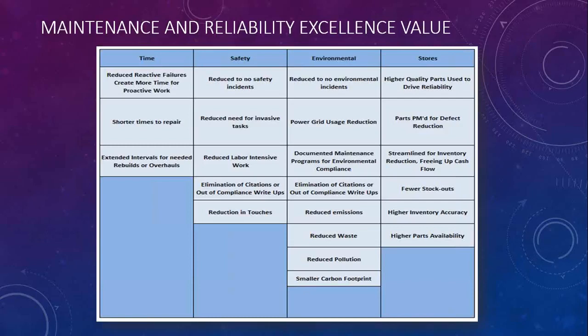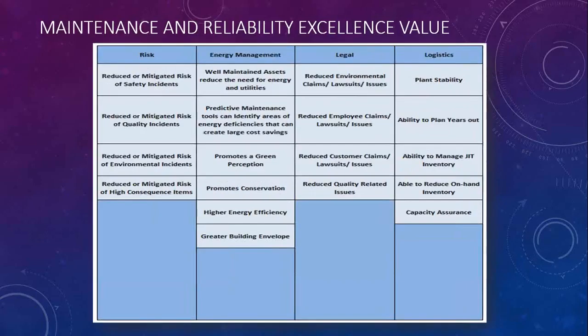Environmental, there's a million things in environmental. You reduce emissions and pollution and energy, carbon footprint, waste, those types of things. With your storeroom, you're using higher quality parts, which is a good one, fewer stockouts, those types of things. From a risk perspective, again, we discussed risk with the ultra probe and arc flash, but you're mitigating those risks by using something without opening a bucket. Environmental incidents are the same way, and the same with high consequence items on higher voltages.